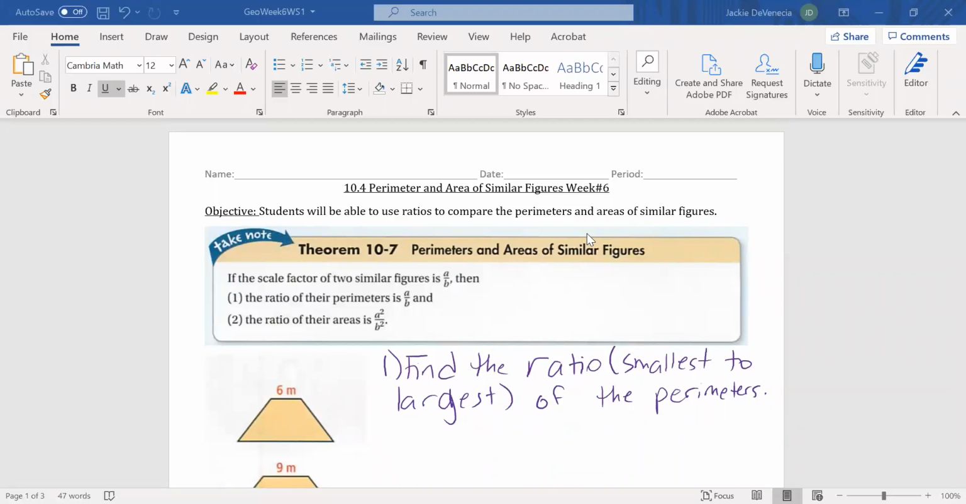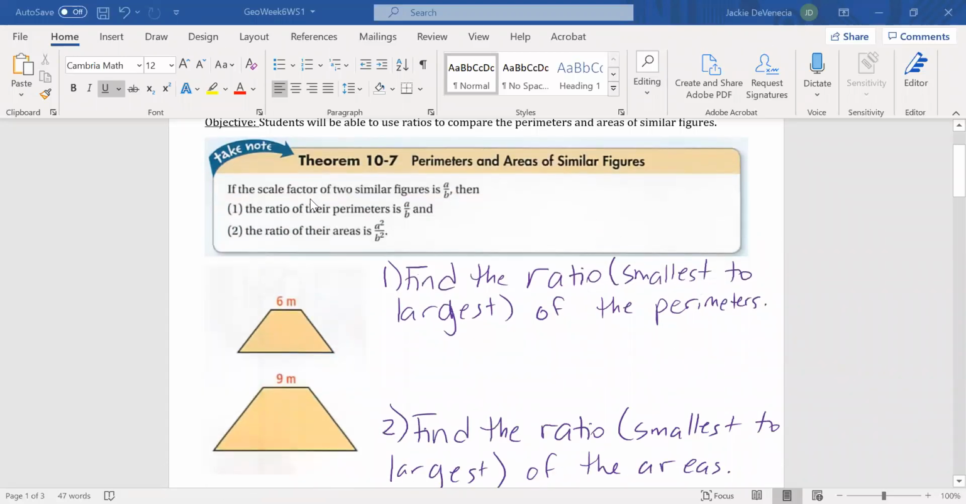Okay, so for us to compare the areas and perimeters of similar figures, we need to use ratios. And here, this is telling us how scalar factors or ratios relate to the ratios of perimeter and areas. So this is saying if the scalar factor of two similar figures is A divided by B, or A over B, then one, the ratio of their perimeters is A over B, so it's the same as the scalar factor. And two, the ratio of their areas is A squared over B squared.